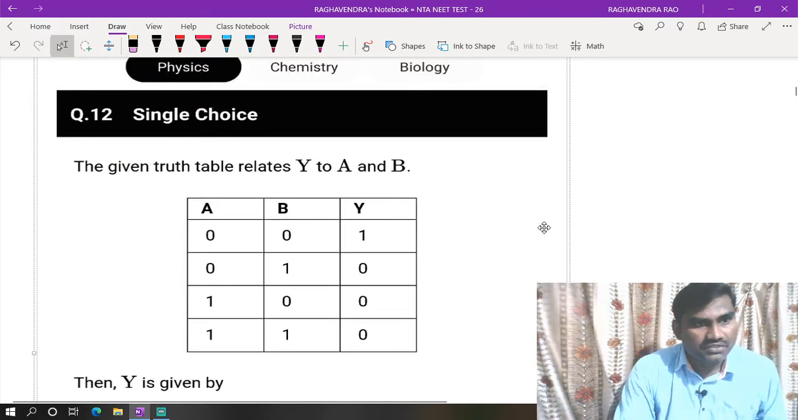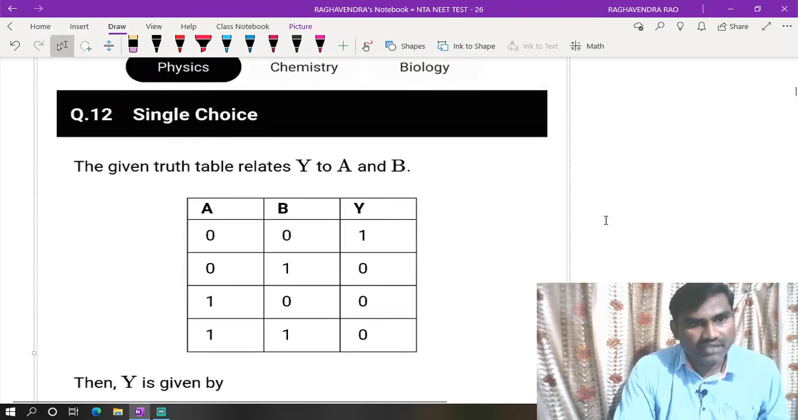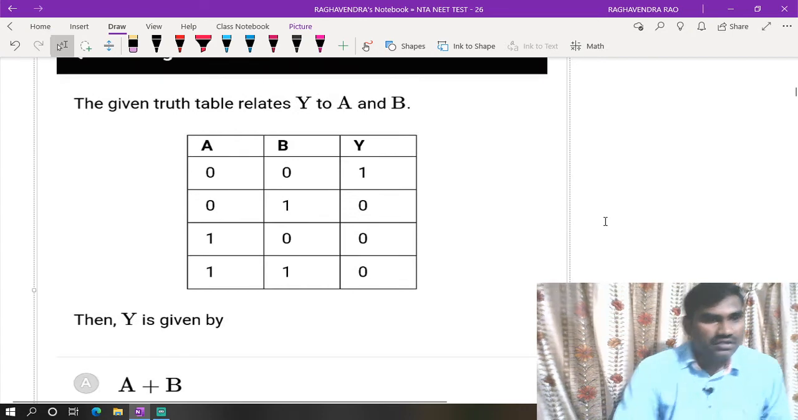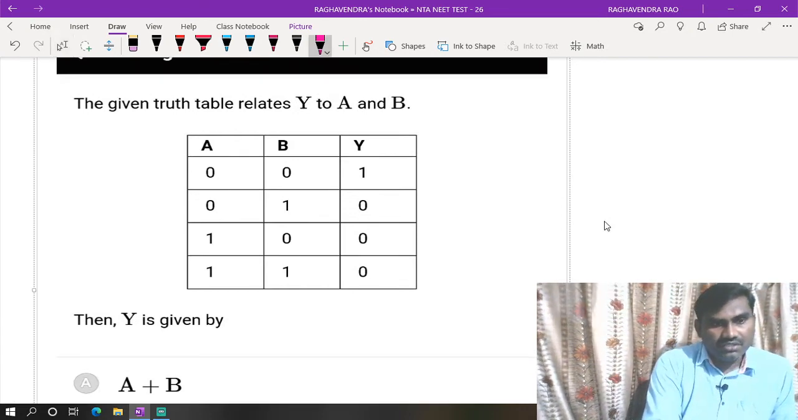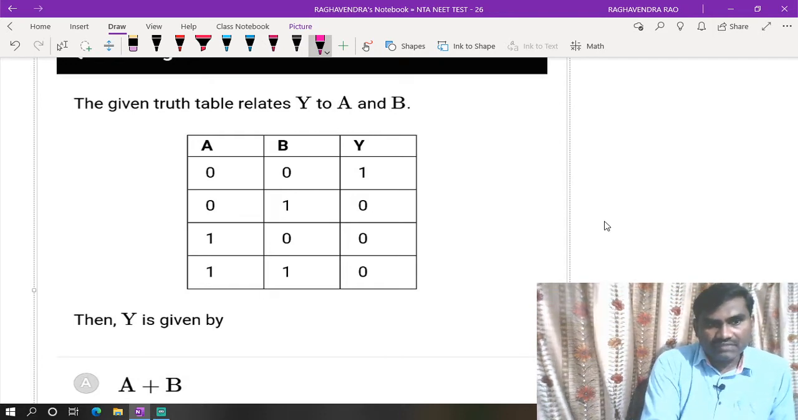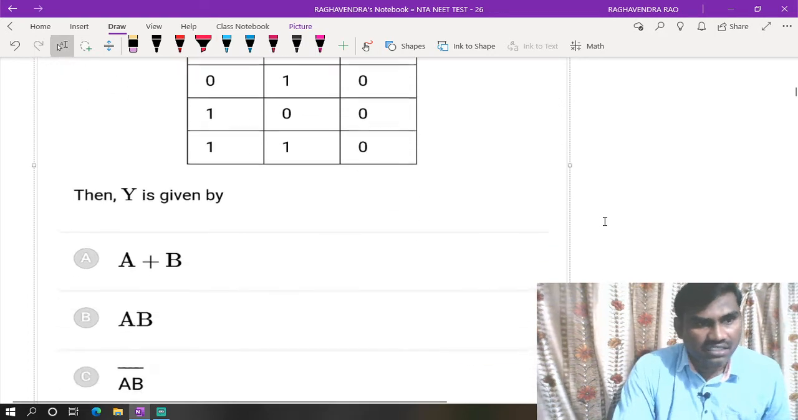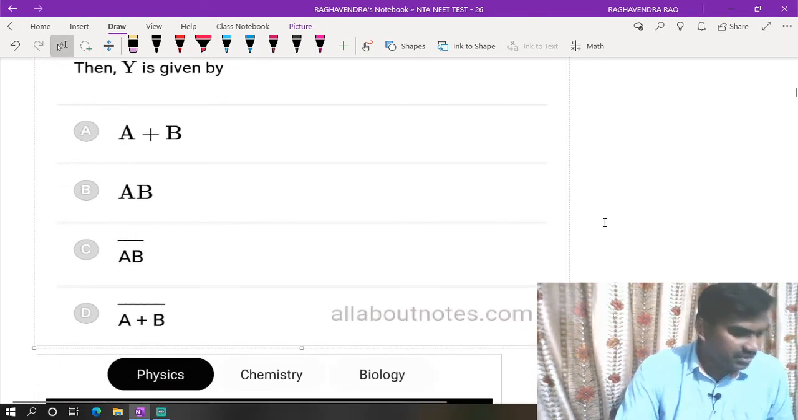Okay, the given truth table is Y equals A or B, then reversed. Now 0 or 0 is 0, reverse you will get 1. 0 or 1 you will get 1, reverse will be 0. 1 or 0 you will get 1, reverse will be 0. And 1 or 1 will be 1, reverse will be 0. That means this is a NOR gate. So it is (A or B) not.